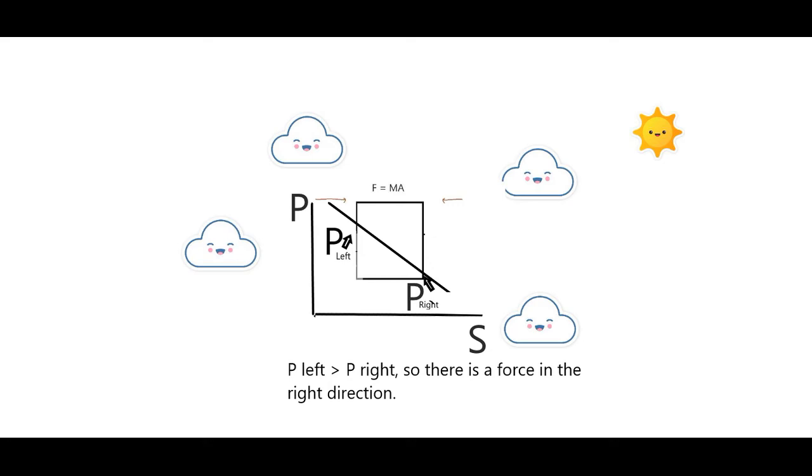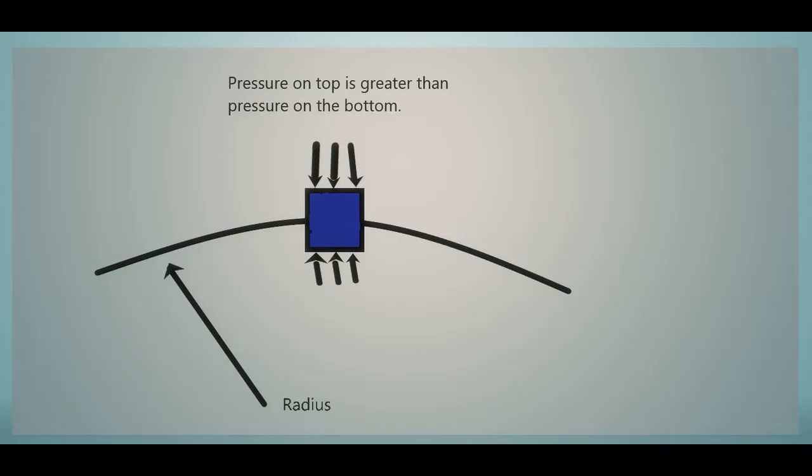How does this relate to lift? Because the airfoil is curved, it introduces a pressure gradient. This pressure gradient has the pressure increasing in the direction away from the center of curvature.